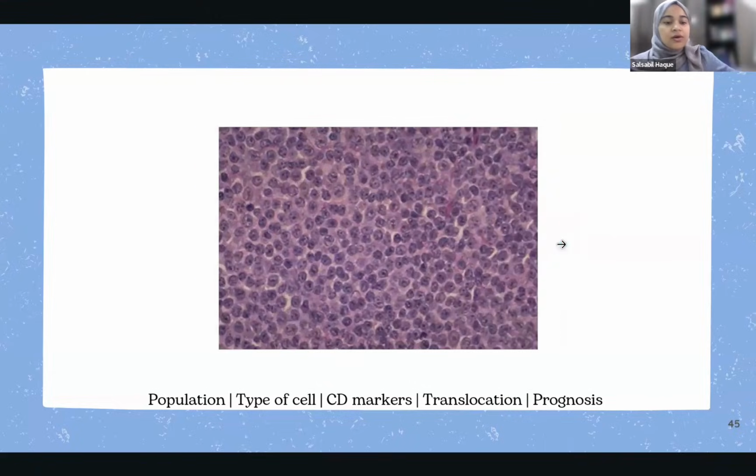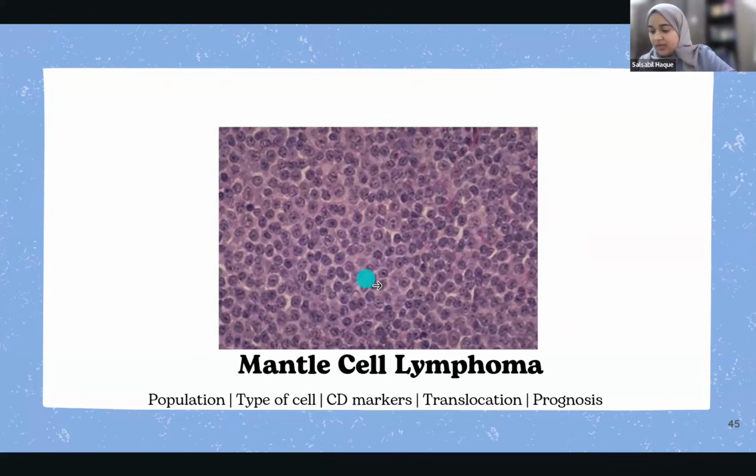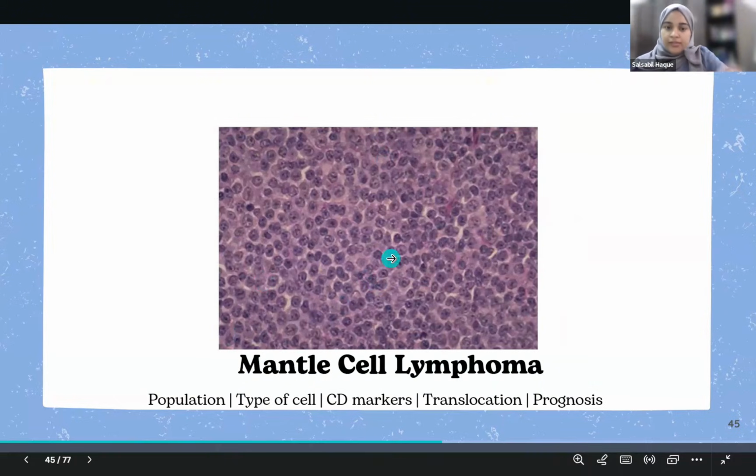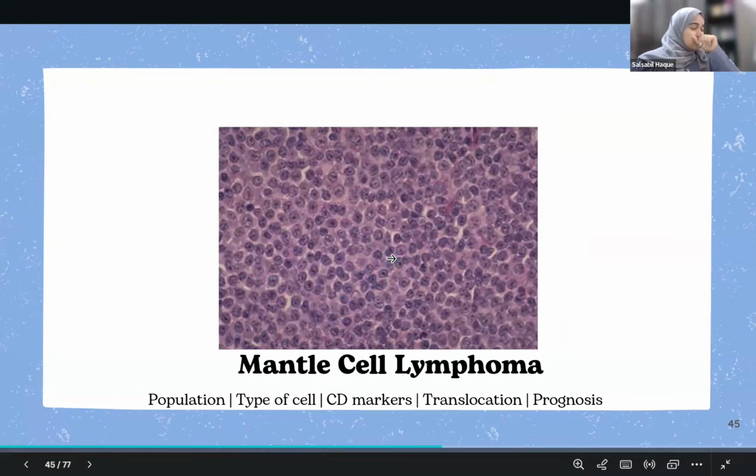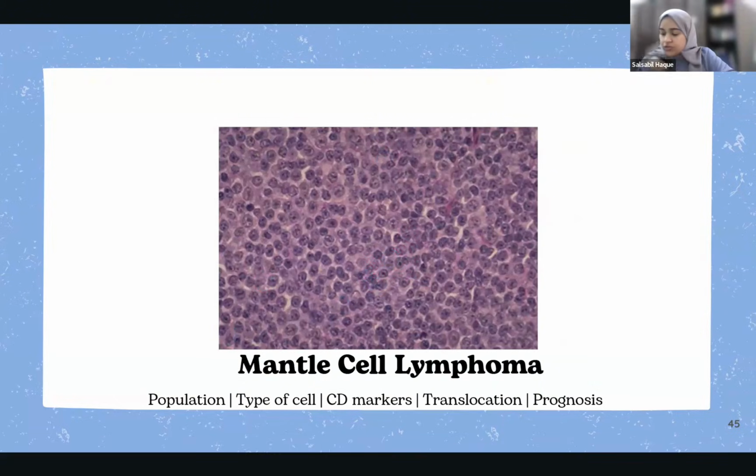Let's move on. So now we have something. Can anyone tell me what it is? Mantle. Mantle cell lymphoma, very good. So this is mantle cell lymphoma. Mantle cell lymphoma usually happens in middle-aged men. As the name suggests, mantle, middle-aged men. Okay, so here, can anyone tell me a very specific translocation for mantle cell lymphoma?